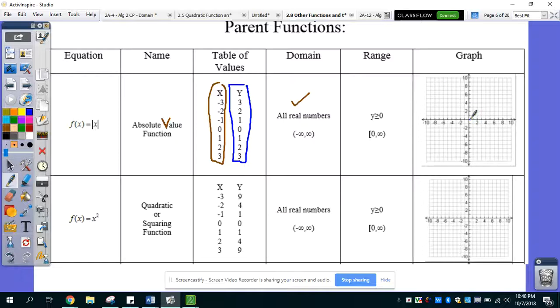If you remember how to graph this one, it's a V shape. We always start at the vertex, which is the origin, and then go one up, one over, one up, one over, and then you just do the reflection and connect them all, and there you have it. And don't forget your arrowheads.